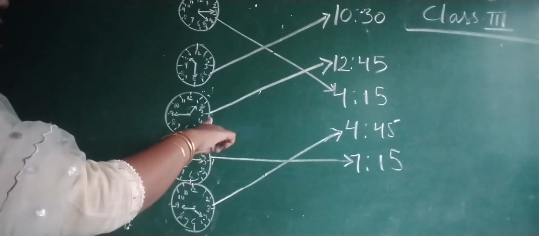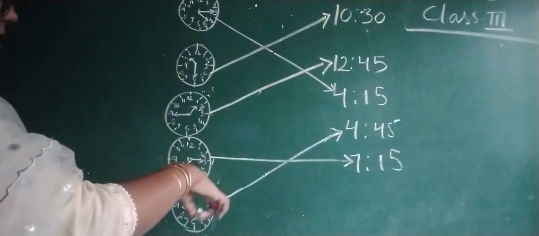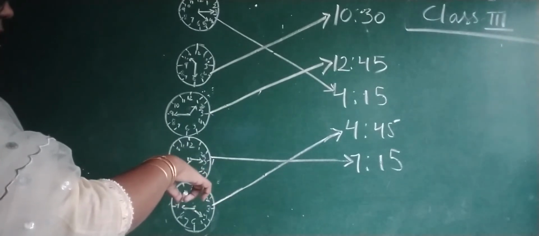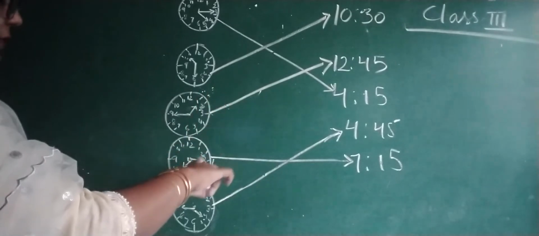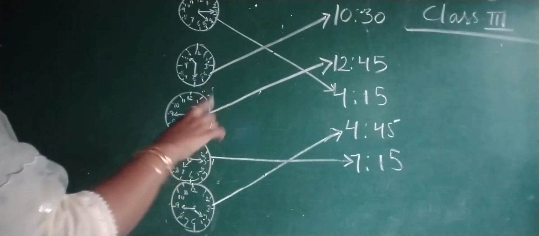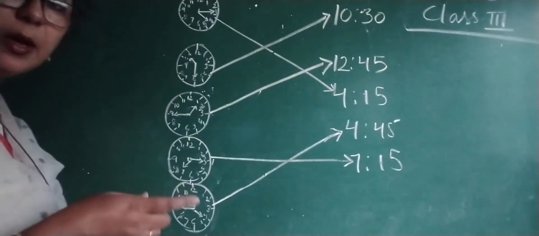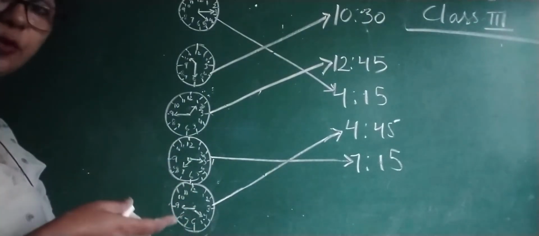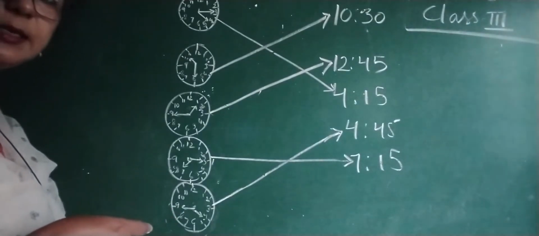Now this is quarter to 1, this is 12:45. And now it is showing over here 7:15, it means quarter past 7. And now it is quarter to 5. Quarter to 5 means 15 minutes are left to become 5. So this is 4:45. Children, you just completed this exercise.